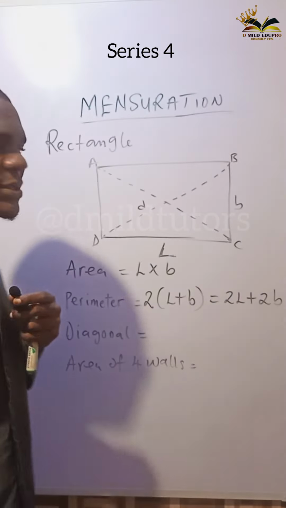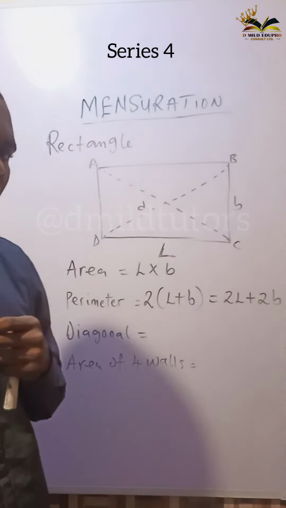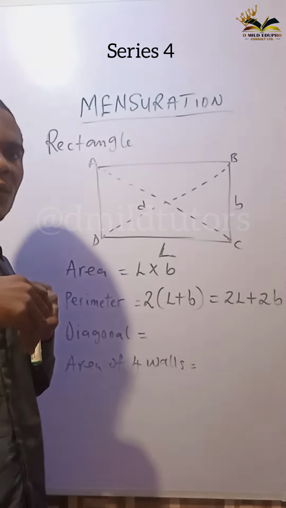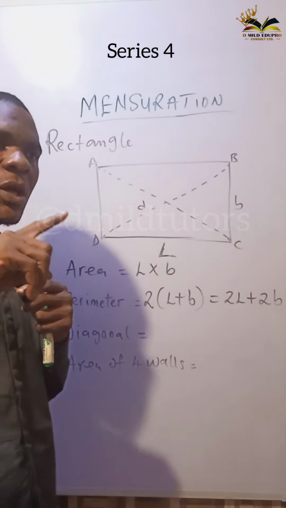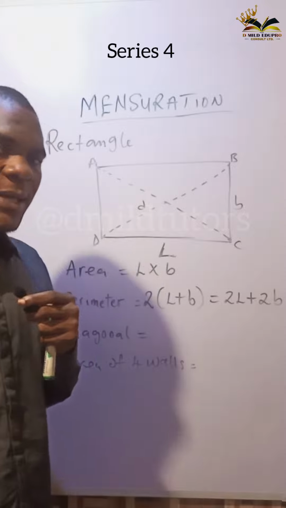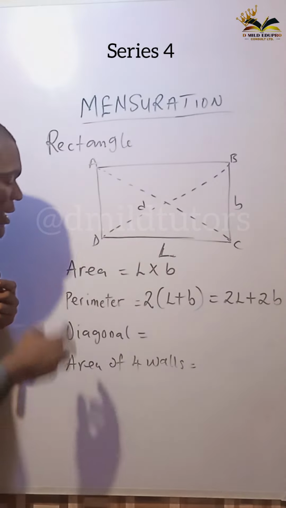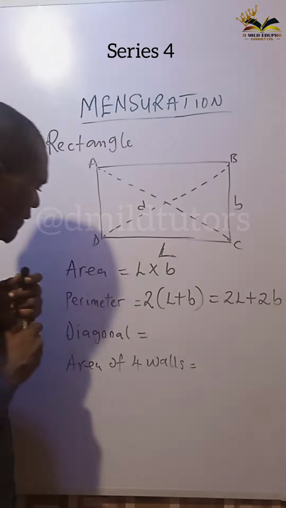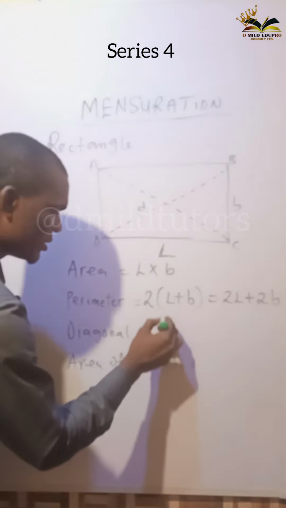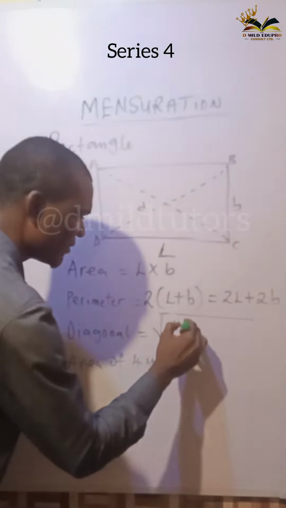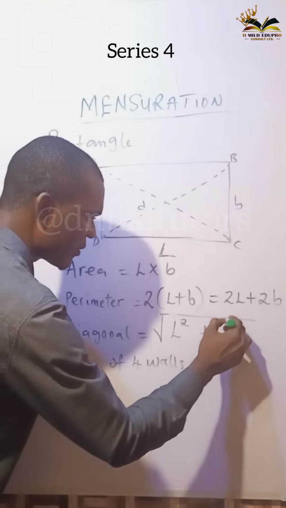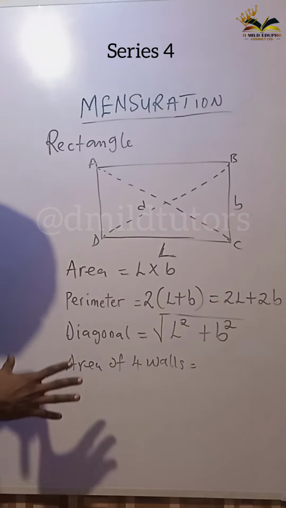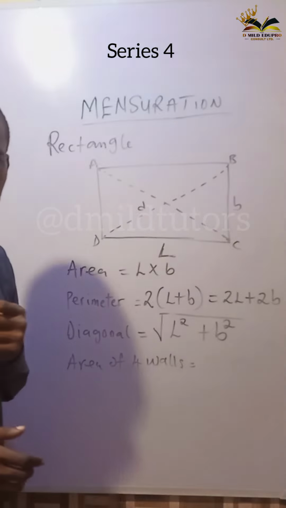Okay, now what is the formula for diagonal? Just like we did for square, we also looked for the formula for diagonal of a square, which is square root of 2 times your side. So what is now the formula for diagonal of a rectangle in this case? The formula for diagonal of a rectangle is the square root of your length raised to power 2 plus your breadth raised to power 2. Is that okay? So that is the formula for diagonal of a rectangle, right?